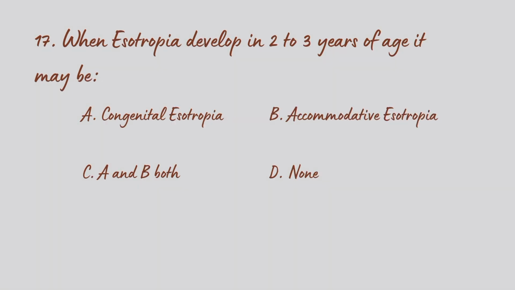Next question. When esotropia develops at 2 to 3 years of age, it may be option A, congenital esotropia, option B, accommodative esotropia, option C, A and B both, and option D, none of them. Correct option is option B, accommodative esotropia.